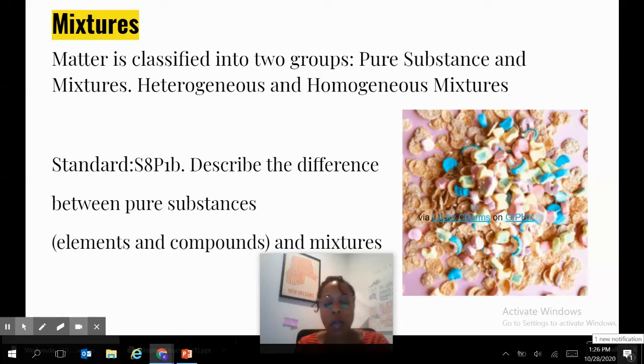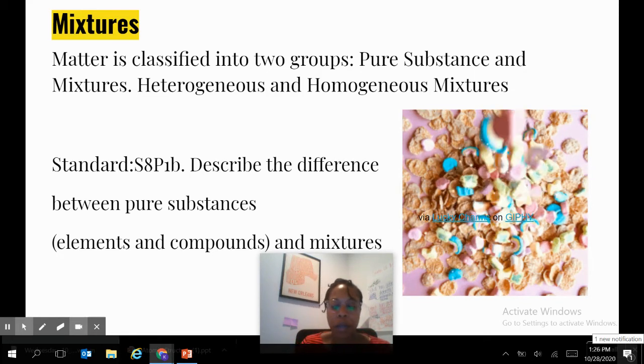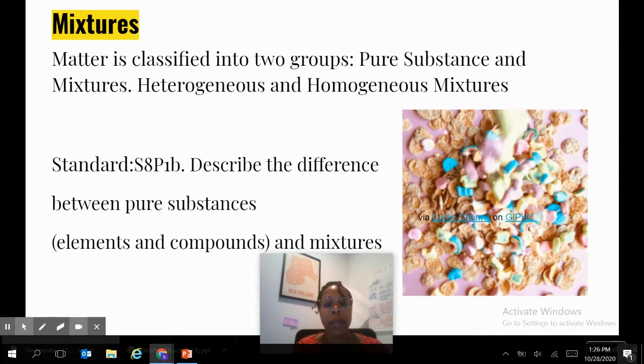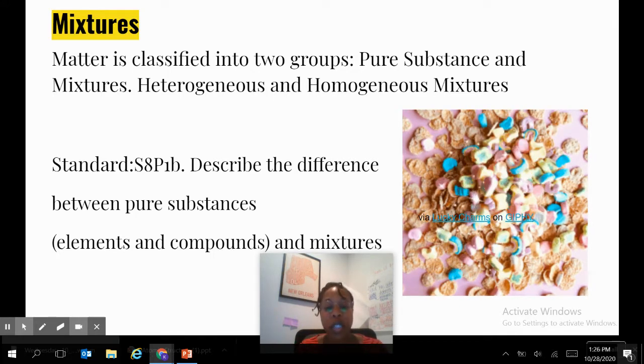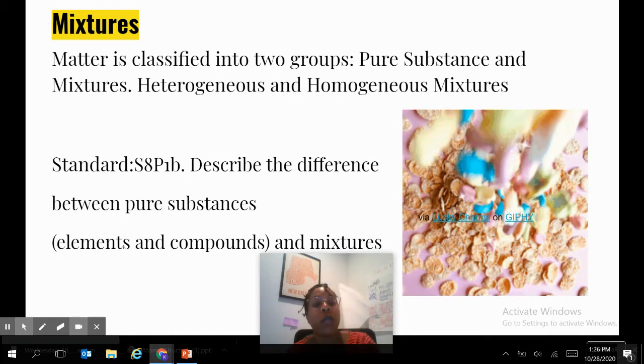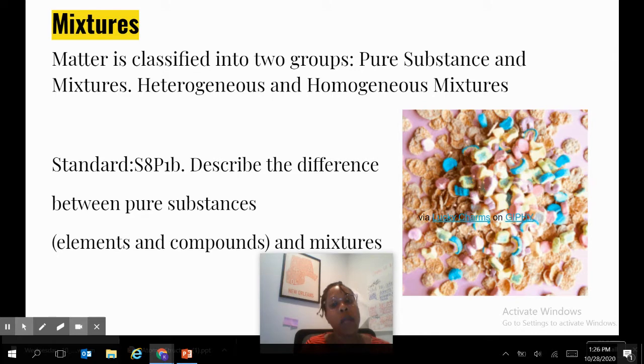Hey guys, so we are still learning about classifying matter, and we know we can classify matter as either a pure substance or a mixture. And today we're going to focus on the mixture. We know we have two different types of mixtures, which are heterogeneous and homogeneous mixtures.